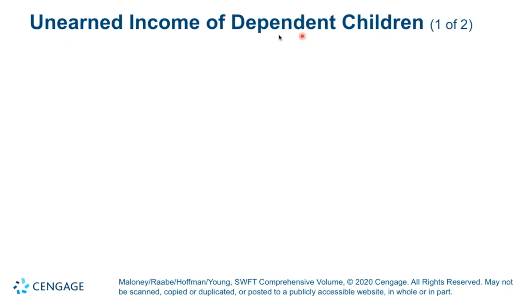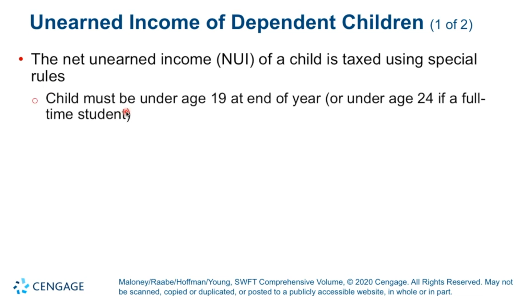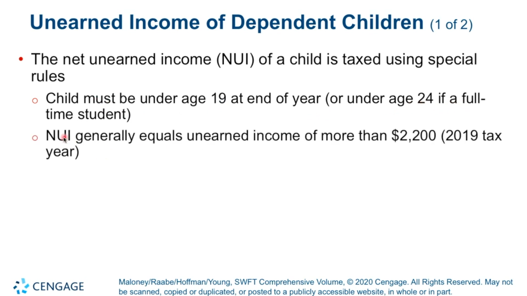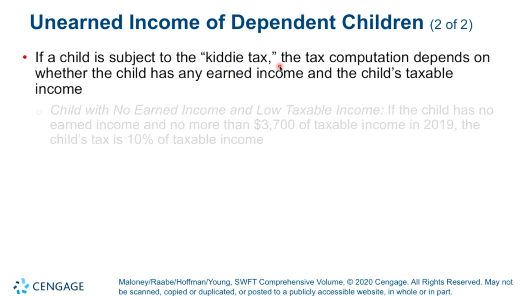Now, unearned income of dependent children. Net unearned income of a child is taxed using special rules. Why? Because parents, wealthy parents, were putting money into their child's name to try and lower their income. So this was to avoid that. Children must be under age 19 at the end of the year, or 24 if a full-time student. NUI, as it's abbreviated, equals unearned income of more than $2,200 during 2019. And so it's going to be subject to the kiddie tax if they exceed this amount.